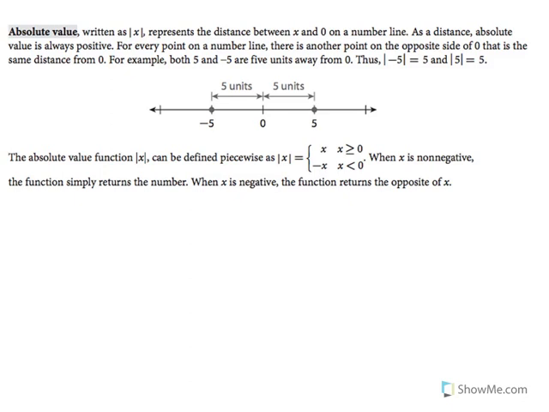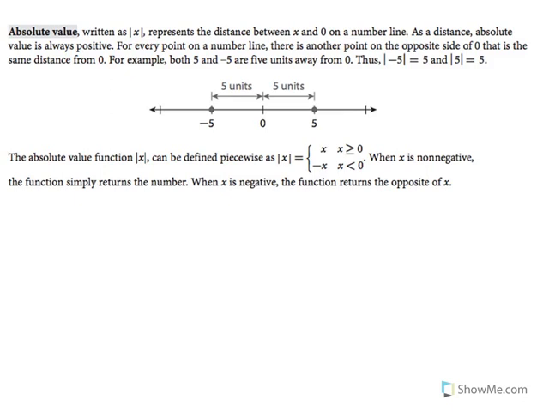Absolute value, written as |x|, represents the distance between x and 0 on a number line. As a distance, absolute value is always positive. For every point on a number line, there is another point on the opposite side of 0 that is the same distance from 0. For example, both 5 and -5 are 5 units from 0. Thus, the absolute value of -5 is 5, and the absolute value of 5 is also 5. So that's the number line.